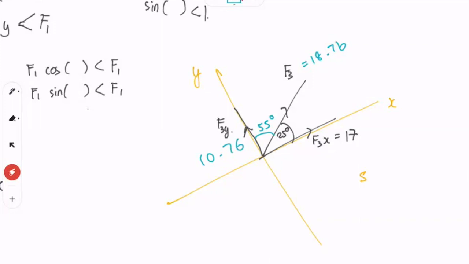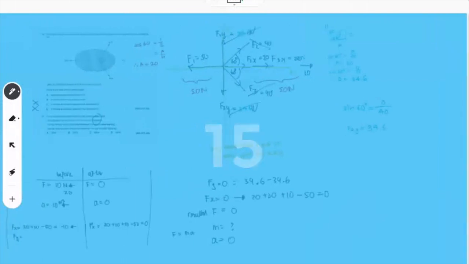Wait. 18.76 times sine 25. 7.98, yeah. Okay. So why is the answer different? No, the first one is wrong. The 18.76 divided by... Oh, I know. This is 65. 90 degree. Yes. Got it.